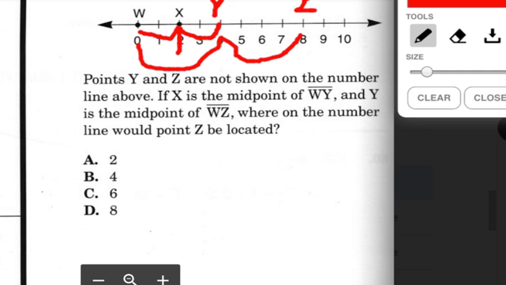So let's run it through again. Points Y and Z are not shown on the line above. If X is the midpoint of WY, so WY is 4, which means X is 2. That's correct, that's true. And Y is the midpoint of WZ. So if Y is 4 and W was 0, then if Z is 8, then Y would be the midpoint at 4, and that's correct. So that means the answer for 67 is D. All right.